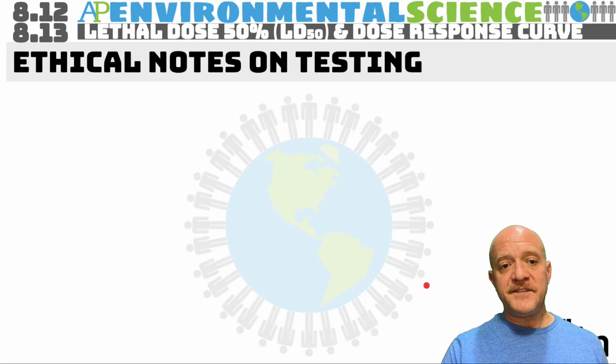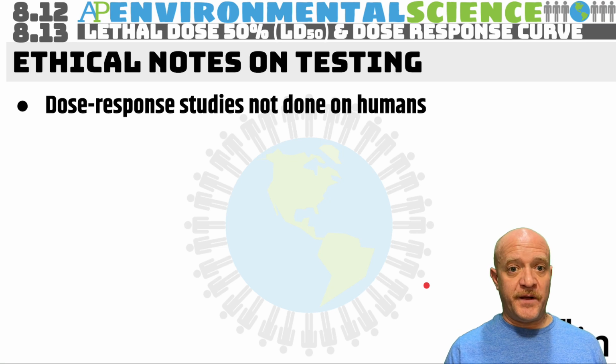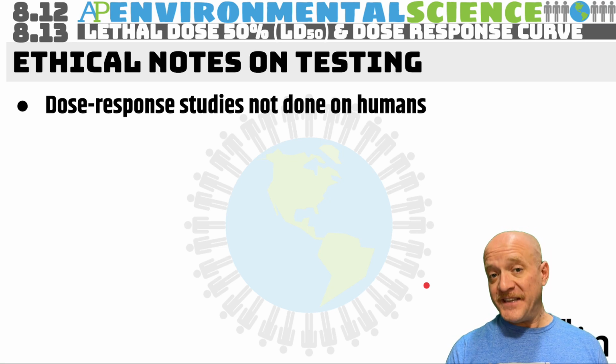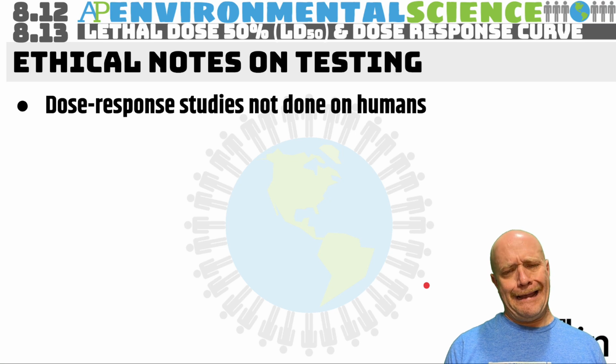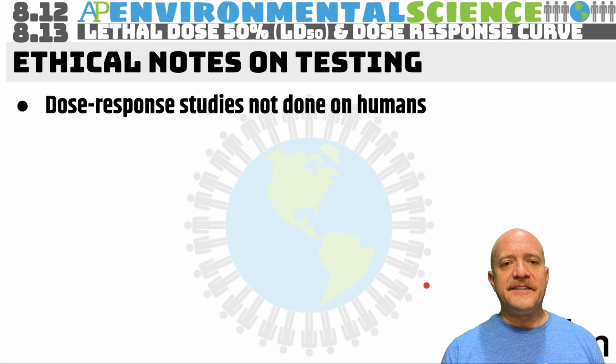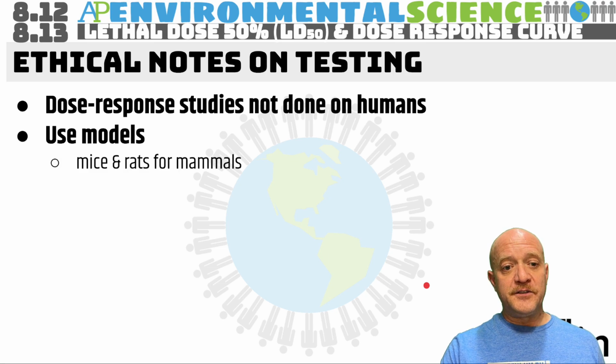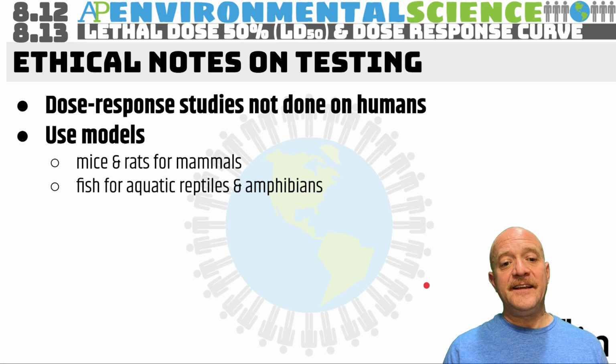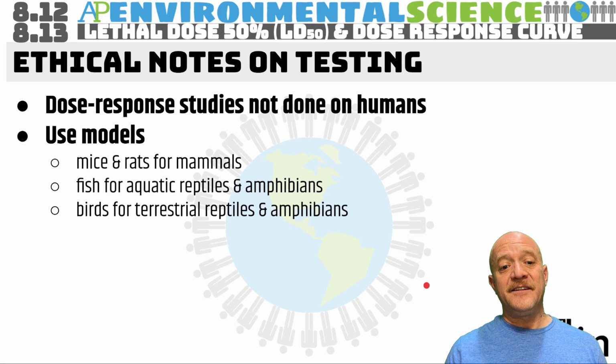So oftentimes we are testing it on animals because we do not do dose response studies on humans. It is too risky. We don't want to just say, hey, let's kill 50% of the people and, okay, there's our data. That's way too ethically not sound. So we will often use models. For mammals, we will use mice and rats. If we're testing aquatic reptiles and amphibians, we'll use fish. And if we're testing terrestrial reptiles and amphibians, we'll use birds.